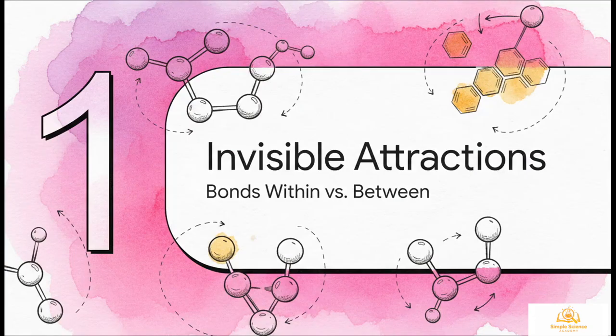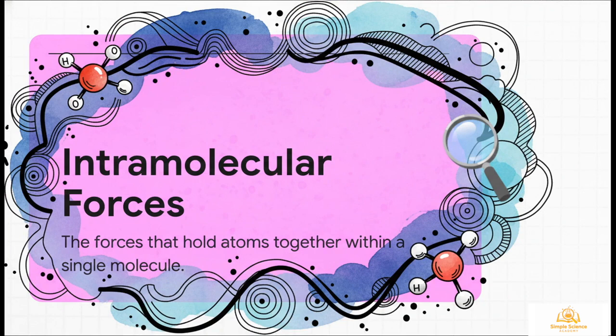Okay, so to really solve our honey mystery, we've got to get a couple of key definitions straight. It is absolutely crucial to understand the difference between the bonds that literally make a molecule and the forces that just attract different molecules to each other. First up, we've got intramolecular forces. Now, that prefix intra means within. These are the super strong bonds, things like covalent bonds, that hold all the atoms together to form one single stable molecule. You know, like the bonds holding two hydrogens and one oxygen together to make H2O.